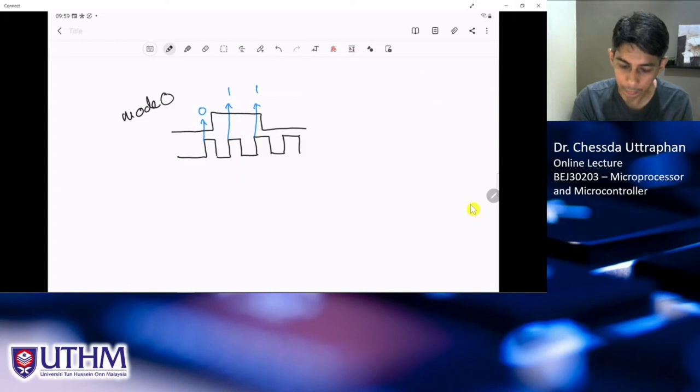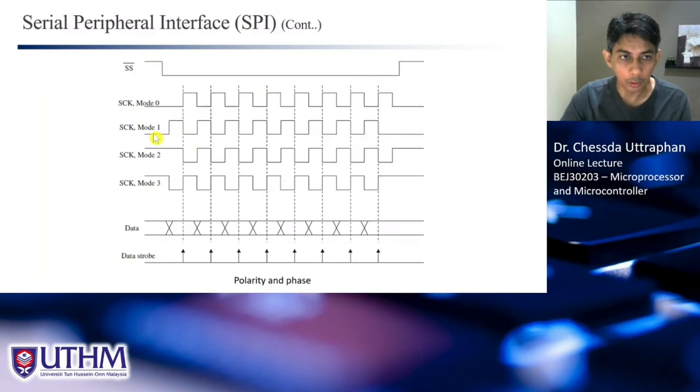And this one will be 0. Mode 0. What about mode 1? Mode 1 also, for the idle state, or the time when there is no communication, the clock will be 0. But when we have communication, we read the data at the falling edge or negative edge of the clock.